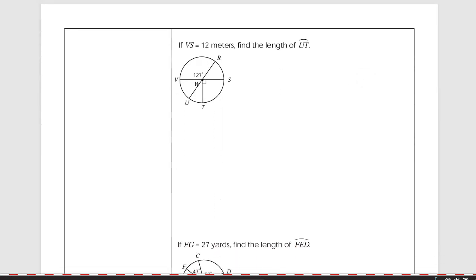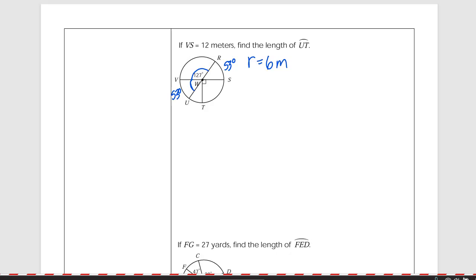Okay, let's look at our next example. We are told that VS, a diameter, is 12 meters. That means our radius is 6 meters. You want to find the length of UT. We've got some information that will help us find that. First, we can see that these two angles together make 180 degrees. And so we can see, if we wanted to, we could find this is 53 degrees. That means that this is 53 degrees.